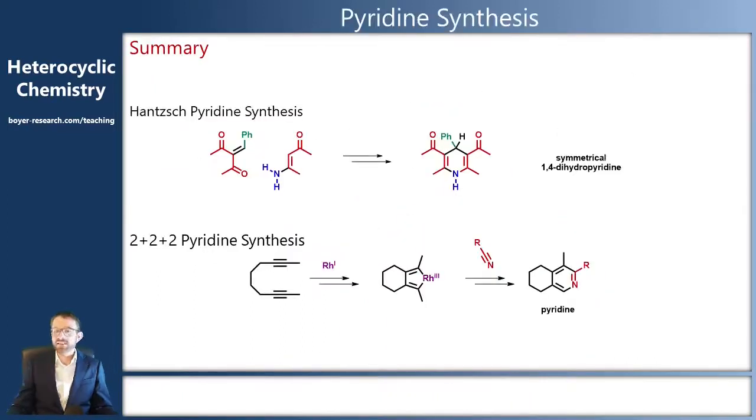In this video, we've seen 2 different pyridine syntheses. We've seen the classic Hantzsch pyridine synthesis, which is a multi-component reaction between a 1,3-dicarbonyl, an aldehyde, and some kind of amine that gives us a symmetrical 1,4-dihydropyridine. And we've seen a transition metal 2+2+2 synthesis between alkynes and a nitrile.